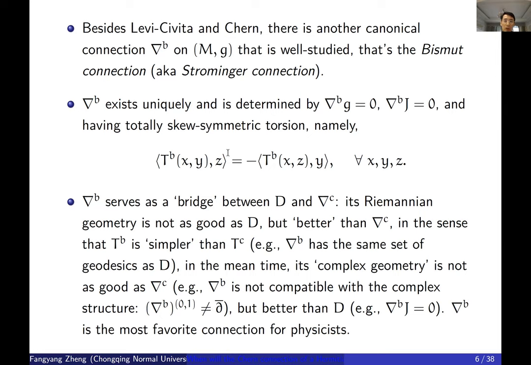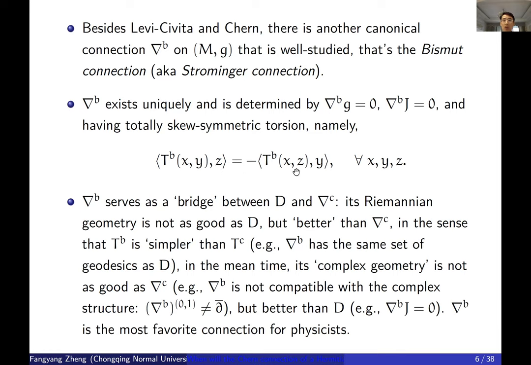In a way, this Bismut connection is kind of a bridge between Chern and Levi-Civita. Its Riemannian geometry is certainly not as good as the Levi-Civita connection because it has torsion, but its torsion is smaller in a way. For example, for the geodesics, the geodesic equation only uses the symmetric part of the torsion.